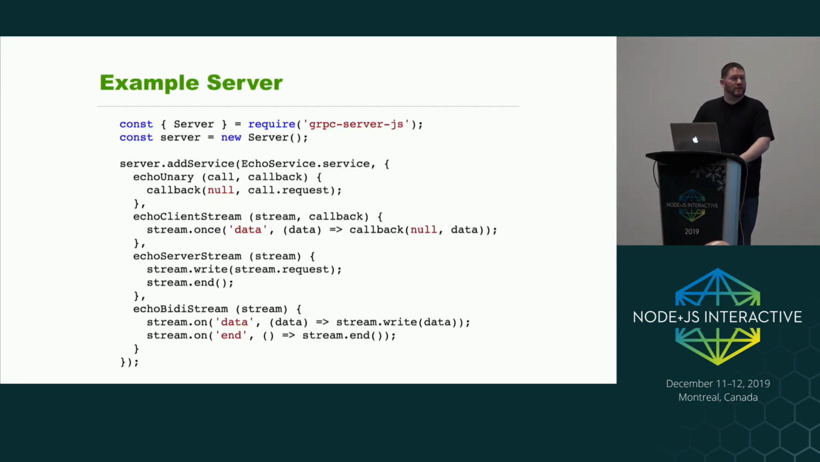So an example of what a server would look like: you would require grpc-server.js, pull out the Server class, and just instantiate your server, then server.addService. This is going to be the same thing that you got from your proto file earlier. And then you can actually define the implementations for how you want to handle all of the different RPCs. So if you look here, we have echoUnary, which basically just takes whatever was passed in the call.request field and sends it back through a callback. And then for the different streaming ones, I have streaming implementations of the same thing.